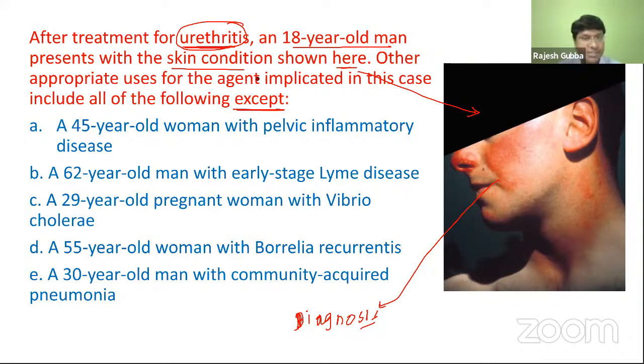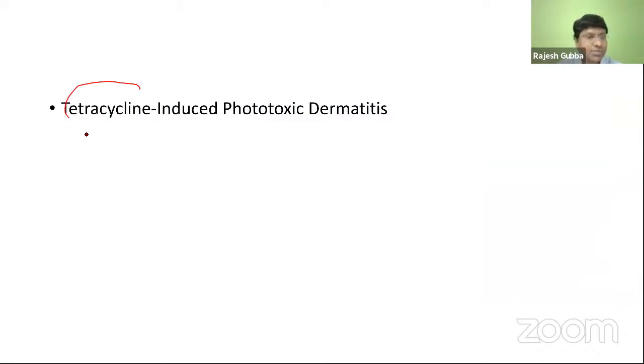Right, so let me tell you now. See, this particular patient having urethritis, what has been given to him is the tetracycline. So what is the diagnosis of that patient? It is tetracycline induced phototoxic dermatitis. Very good, Gopalakrishnan has answered it. So which tetracycline is being used? It is doxycycline or minocycline.